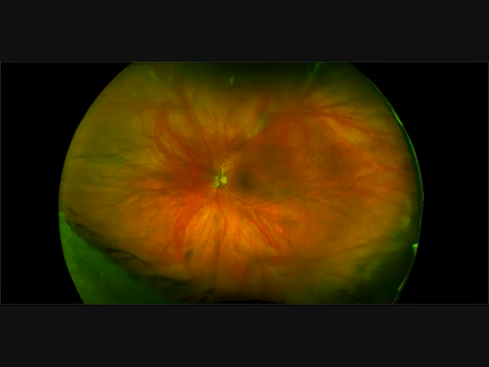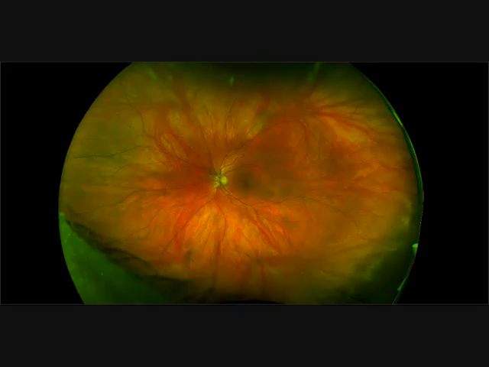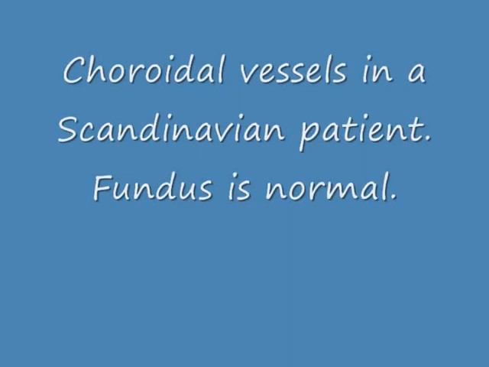Case 6, this is also the last case for today and for the series. What is pathological or not pathological in this eye? What is your diagnosis? Well, these are choroidal vessels in a Scandinavian patient.